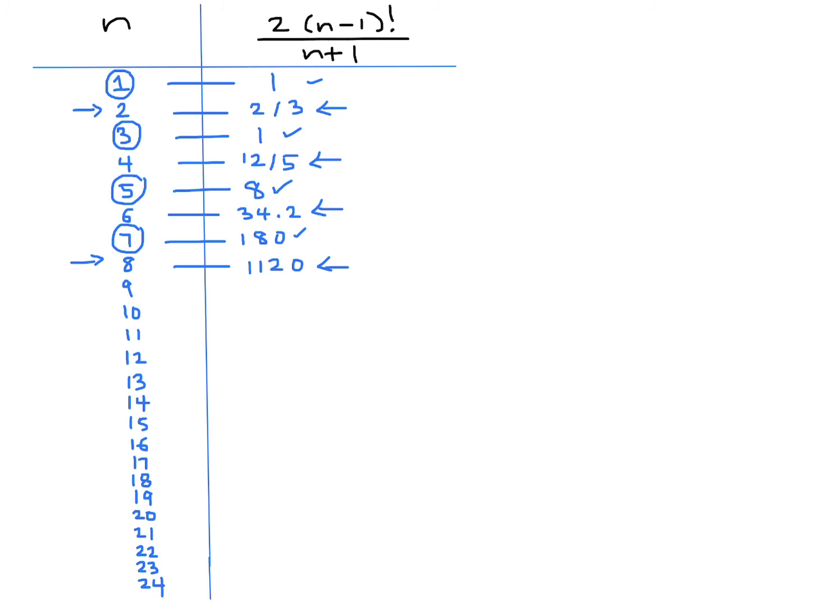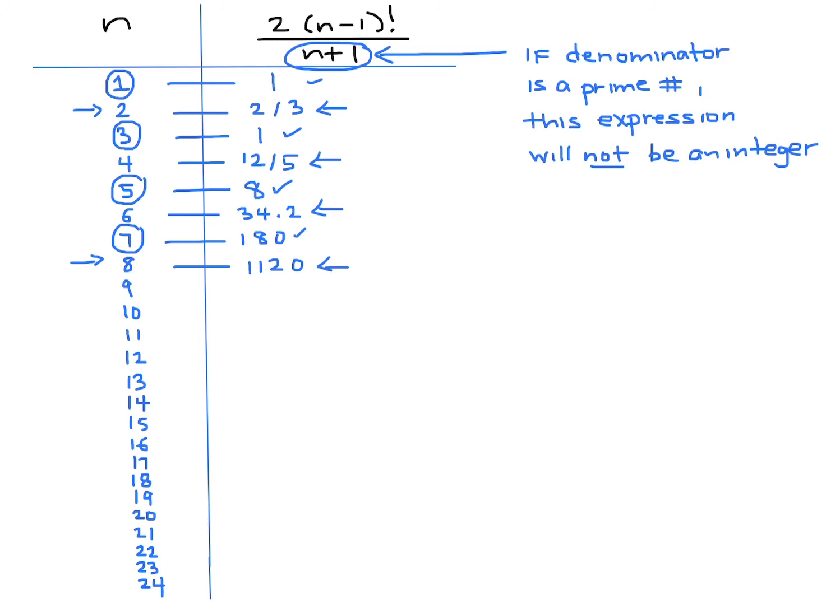So I stared at this for a while, and I looked at the question again, and I realized that it has to do with this denominator. If that denominator is a prime number, you will not get an integer for this expression. So, for example, when n is 2, the denominator becomes 3. Correct? That's why we didn't get an integer. When n is 4, the denominator becomes 5. When n is 6, the denominator becomes 7. And you notice these are all prime numbers. But when n is 8, the denominator becomes 9, but 9 is not a prime number. That's why we're able to get an integer.